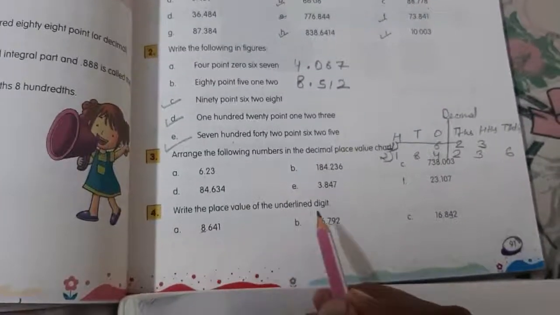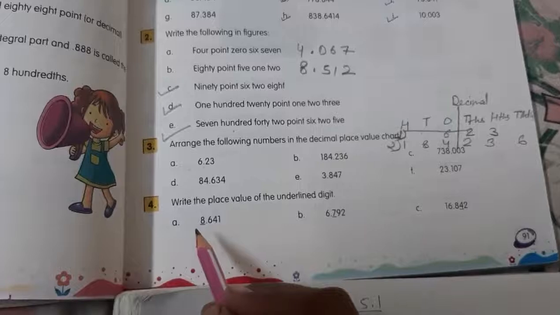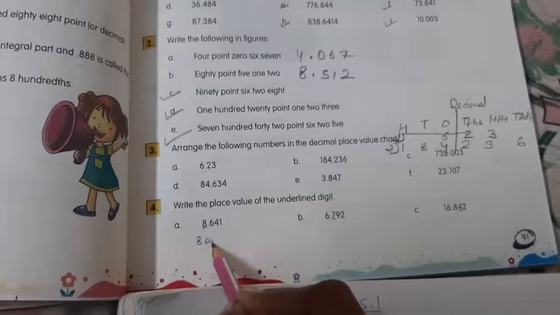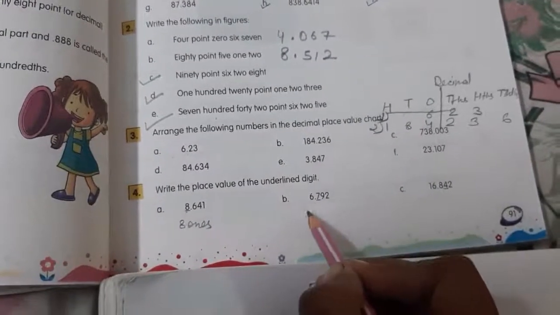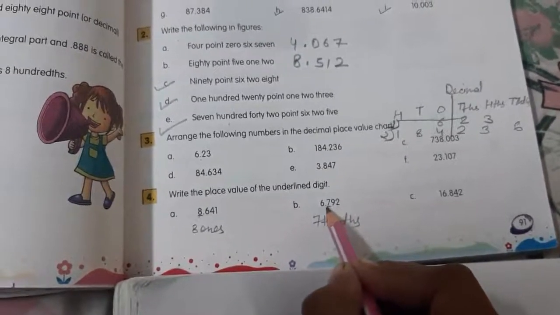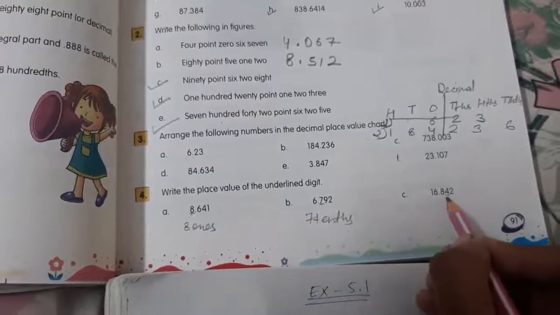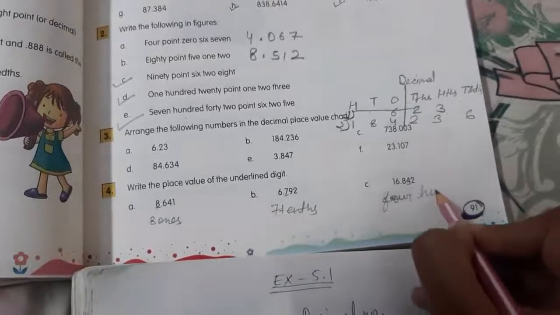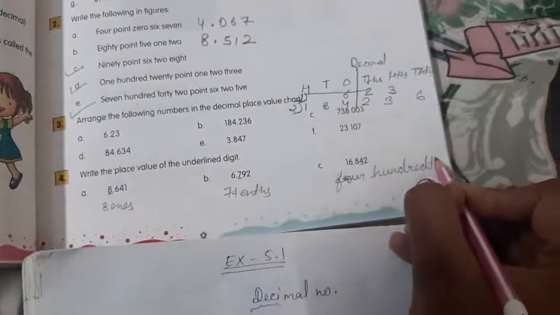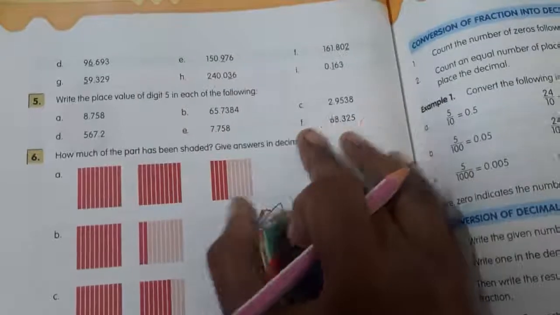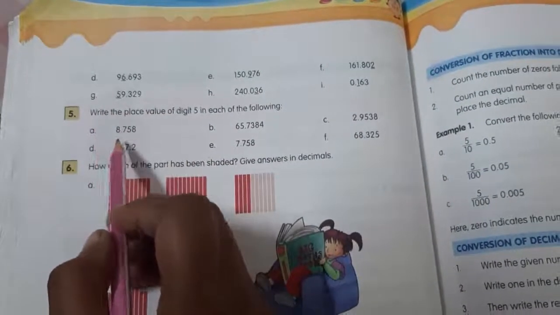Write the place value of the underlined digit. How can you write the place value of the underlined digit? See, this is an 8. 8 is coming in the ones place. It is a whole number, so what will 8 be? 8 ones. Okay, here what will 7 be? 7 tenths, because it is coming after the decimal, so that is 7 tenths. Here to find the value of 4, it is 4 hundredths. Write 100 and then th. Understand now? So easily you can write the remaining questions in your copy, or this question number 4.